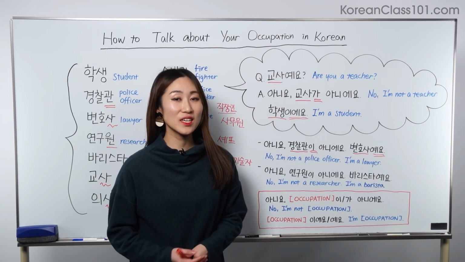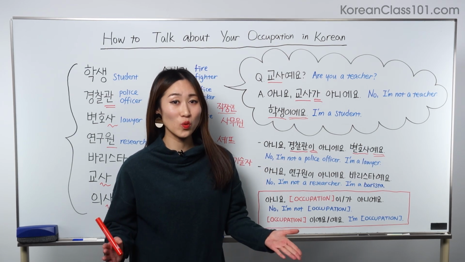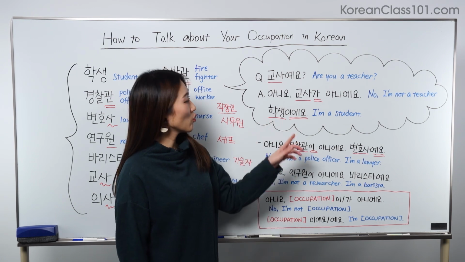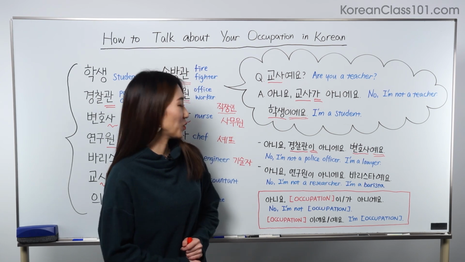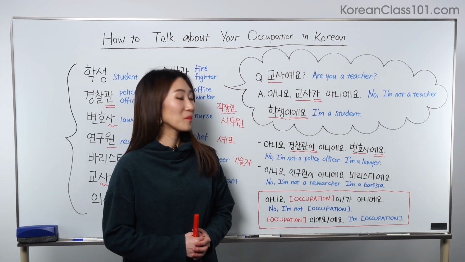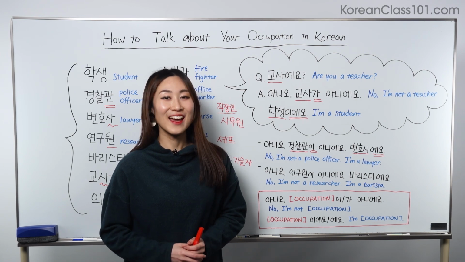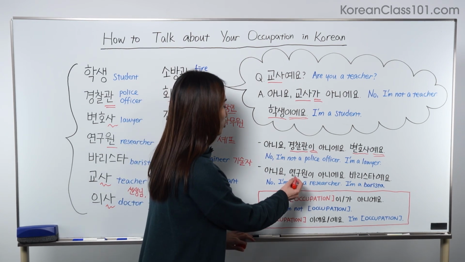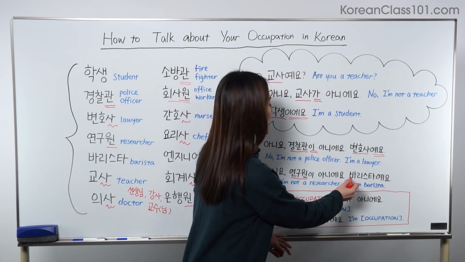So as you can see, in Korean, the sound is very important. What sound did the word end with? Is it a consonant or a vowel? Depending on the sound, we use a different particle or a different ending. Let's see another example. 아니요, 연구원이 아니에요. 바리스타예요. 아니요, 연구원, researcher이 아니에요. 바리스타예요.